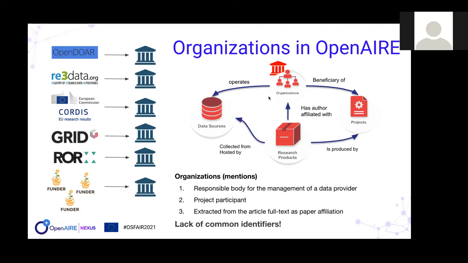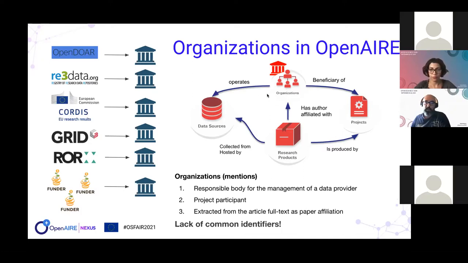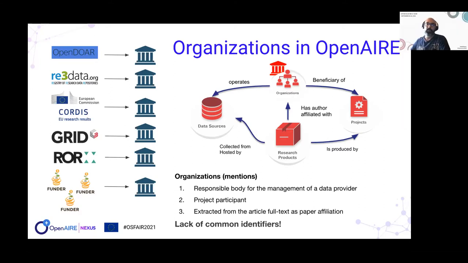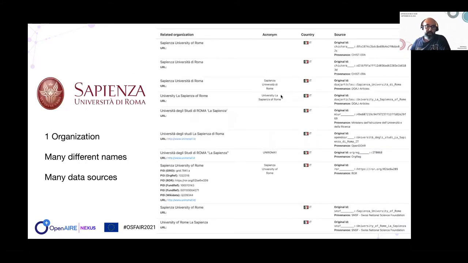As you can see from the diagram at the center of this slide, organizations are related with other entities in the graph. And the services that OpenAIRE builds on top of this kind of schema have to rely on precise reconciliation of these mentions. Just to give an example, for one single organization, in this case University La Sapienza from Rome, we have the same actual real organization provided by different data sources in different variations of the name, and persistent identifiers are only provided from the instance OpenAIRE gets from ROAR, the registry of research organizations.